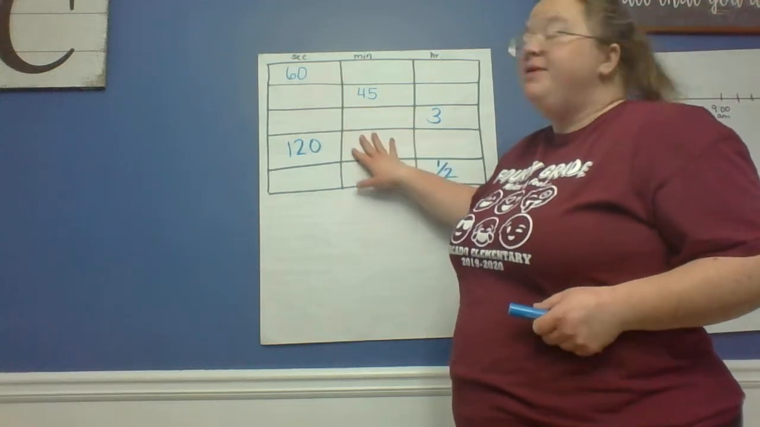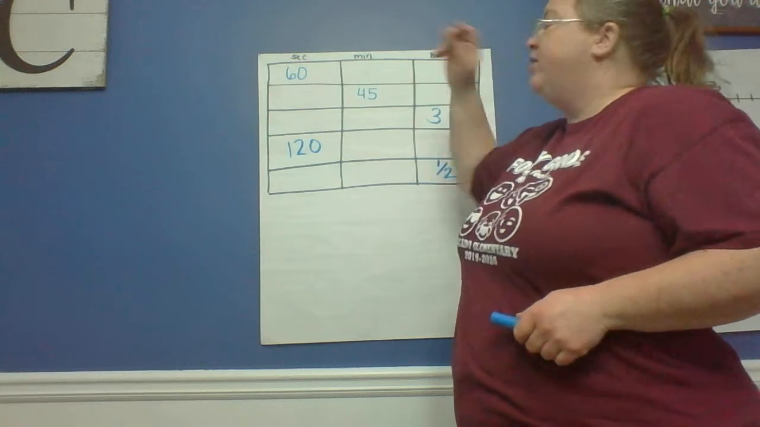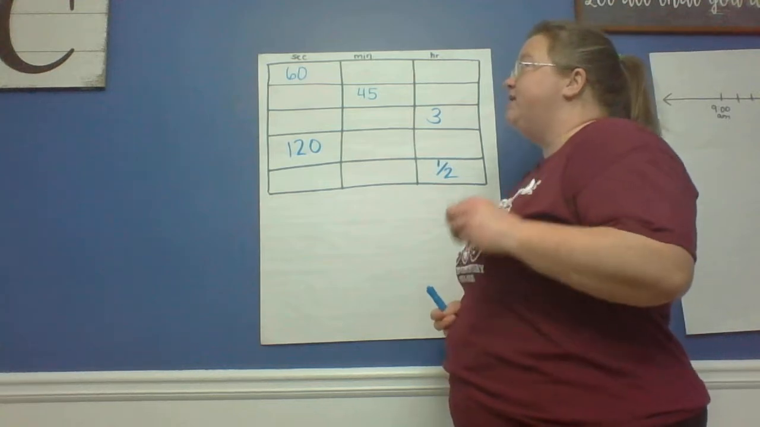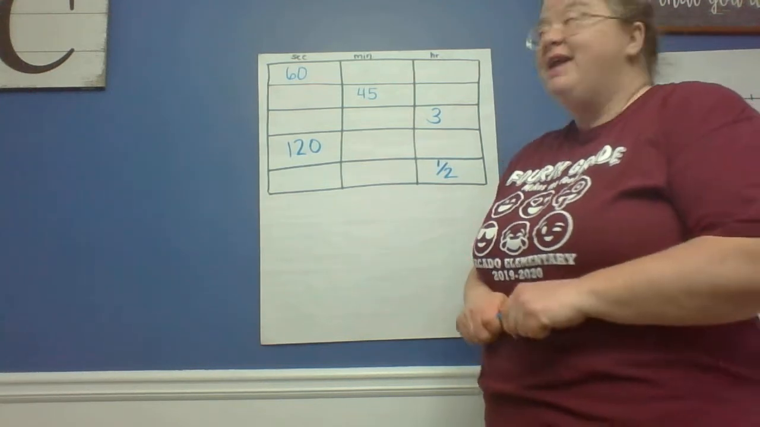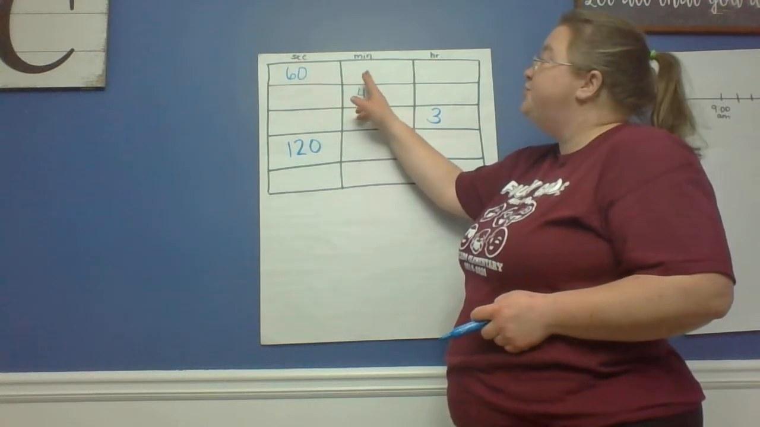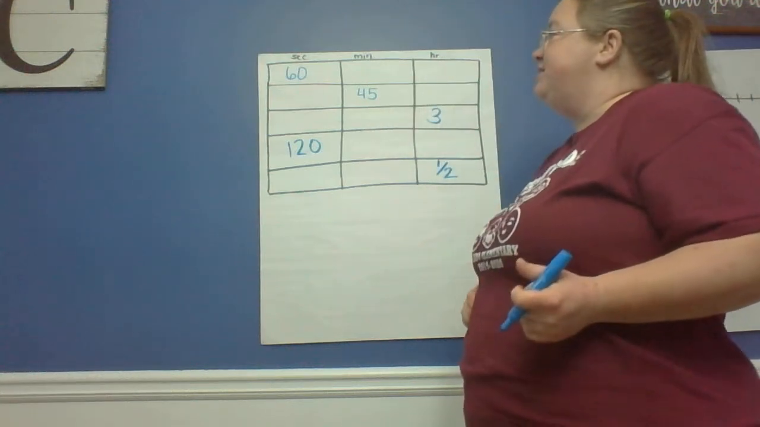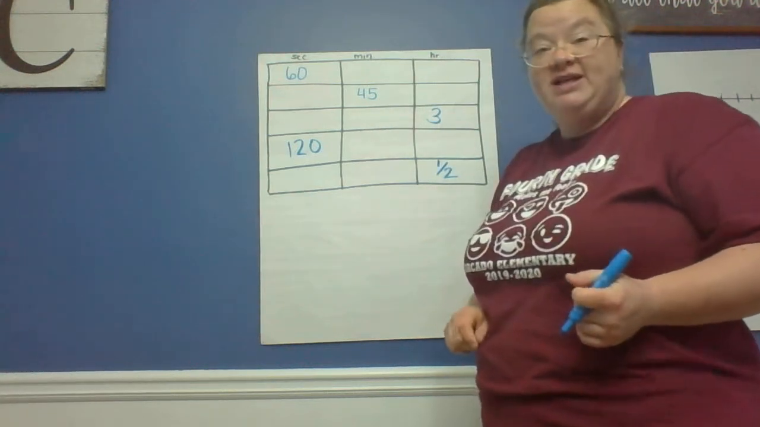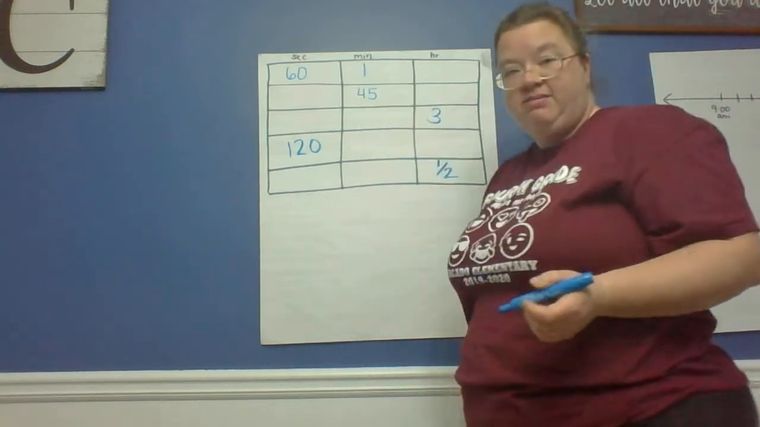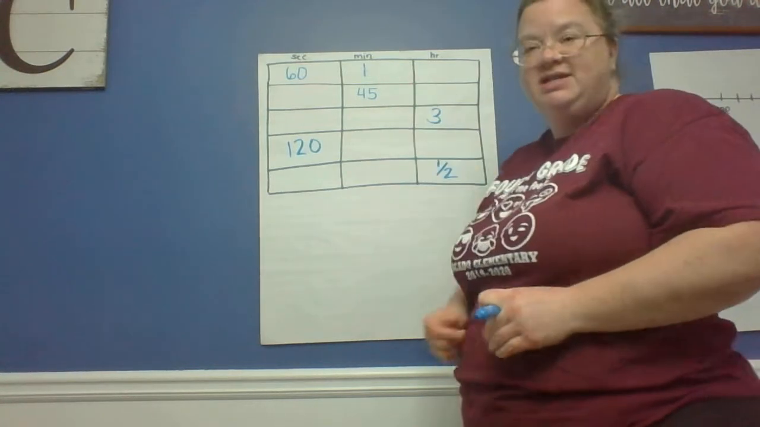So I copied the chart from the slide, and at the top I labeled seconds, minutes, and hours. So we're going to think about a certain amount of time, and we're going to figure out what that time is in seconds, in minutes, and in hours. And I started with 60 seconds. So I have two unknowns here. I have how many minutes that is and how many hours that is. Hopefully we all know that 60 seconds is 1 minute.